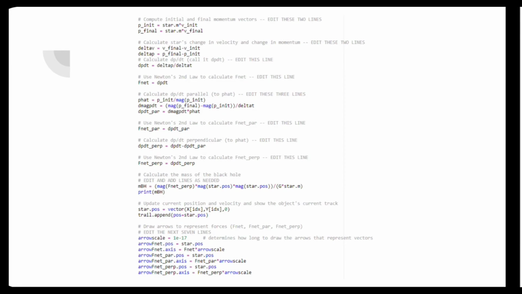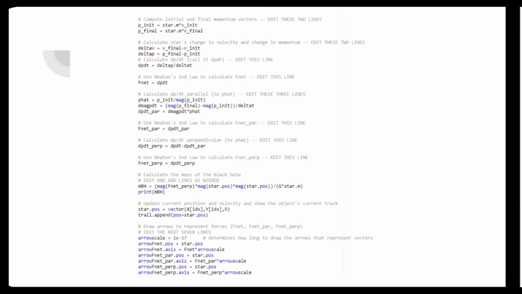And then if we move down here to the arrows that will be represented in our computer model, we simply want to set the position of all of them. We want them to be emanating from the star, so we set it to star dot position. And then for the axis of the arrows, we simply want to multiply the arrow scale by the net force, whichever component it might be, F net parallel, F net perpendicular. We just set it to that. And then the arrow scale is set to a number so that it can appear on the computer model without being visually confusing.